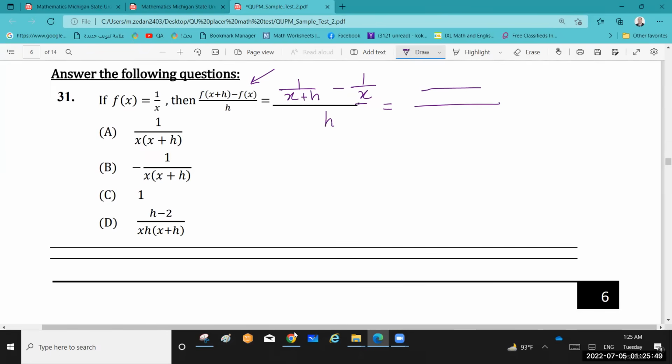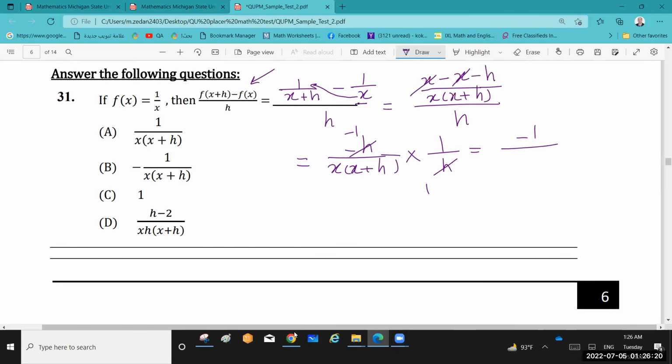Now, multiply x times x plus h to equate the denominators, and cross multiplication: x times 1 is x, minus this one will be multiplied here, minus x minus h, over h. Now x minus x is 0, so negative h over x times x plus h, divided by h, means multiplied by 1 over h. You can simply do this if you want. Divide by h, one. Final answer: -1 over x times x plus h. This is the answer.